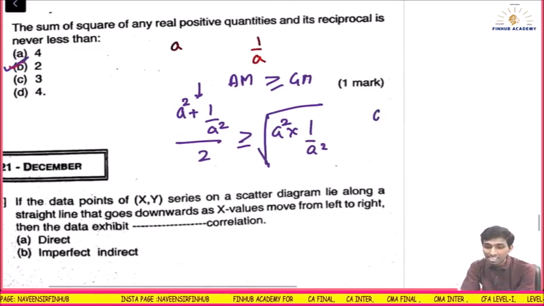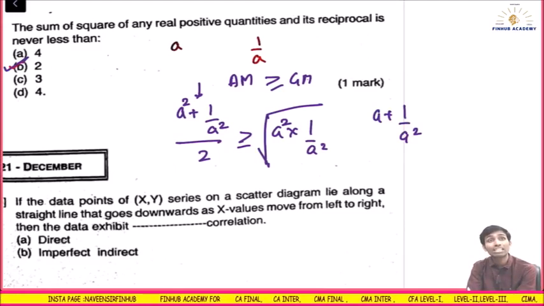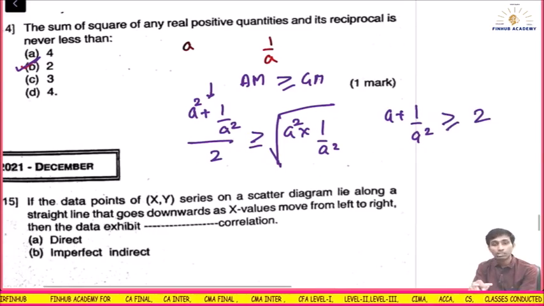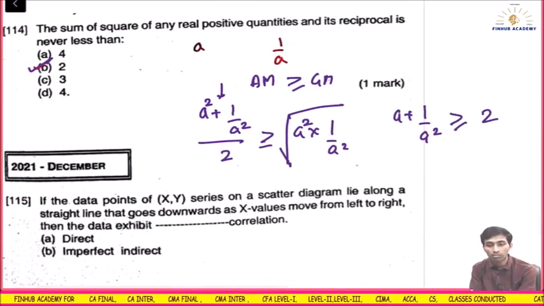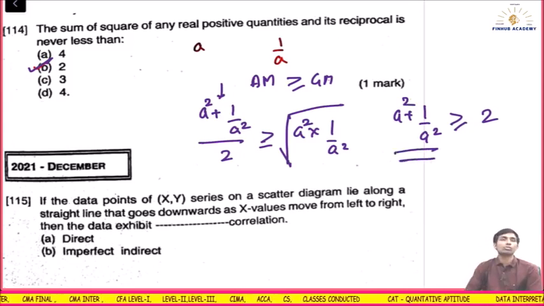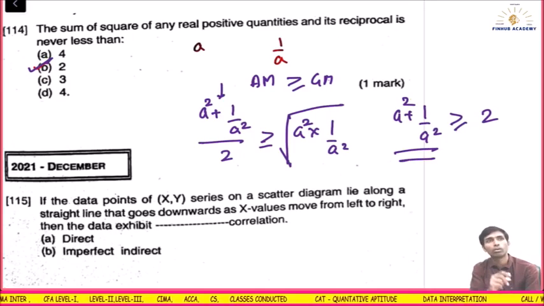When I take this now, A plus 1 by A whole square, on the right hand side, A square into 1 by A square is 1. So root of 1 is 1. So ultimately it is greater than or equal to 2. That is what they are saying. The sum of the square of any real positive number and its reciprocal is greater than or equal to 2. Very brilliant question. The question has been changed. It can be square, it can be cube also.